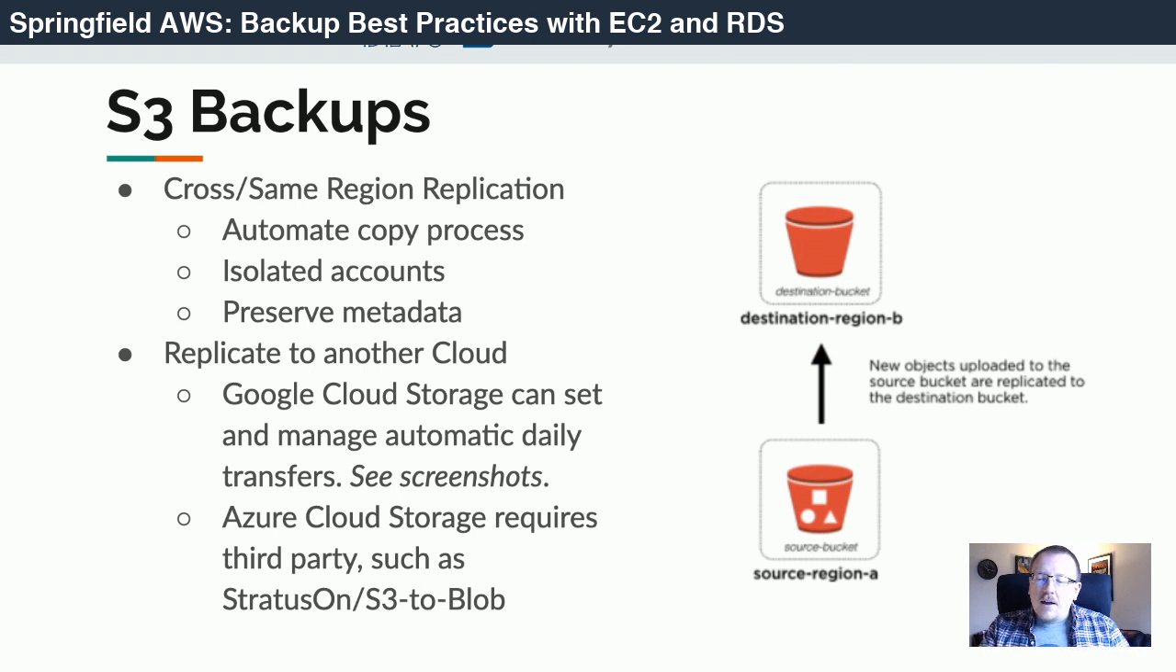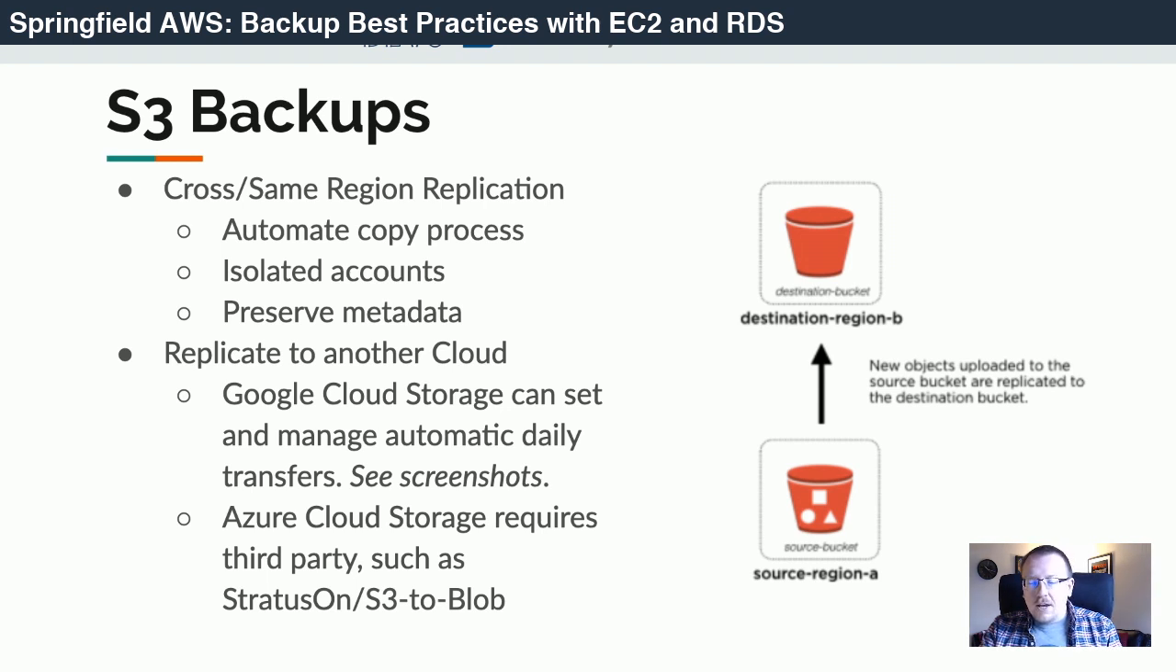With S3 buckets, you can set up cross region replication, CRR, or same region replication, SRR. They are exactly what they sound like. You have a bucket in, say, US East 1 with same region replication. You could replicate the data to another bucket in US East 1.